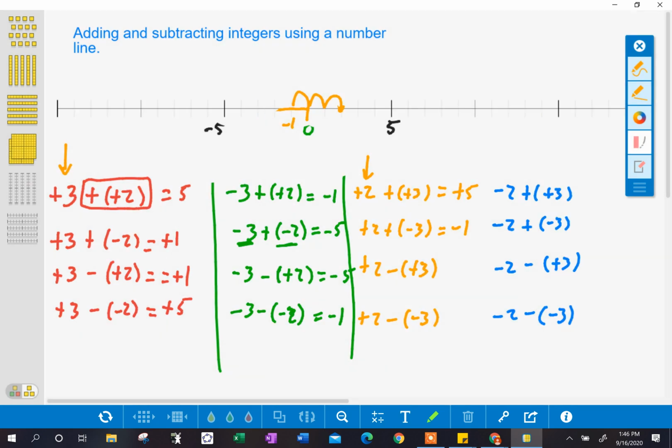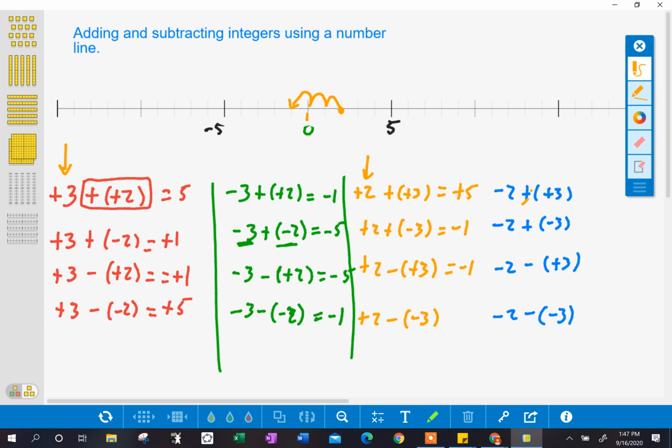When I have 2 positives and I take away 3 positives, well, if I only have 2 positives, I'm going to take away 3 positives. I take away 1 positive, I took away another positive, I took away my third positive, that puts me at negative 1 again.